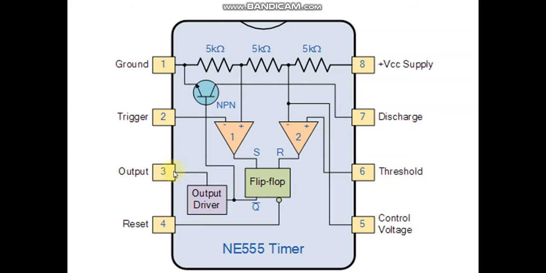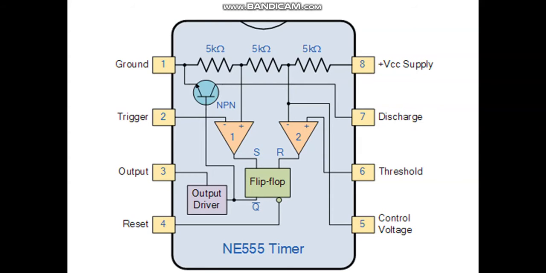So pin number 3, the output pin, can drive any TTL circuit and is capable of sourcing or sinking up to 200 milliamperes of current at an output voltage of approximately minus 1.5 volts to small speakers.